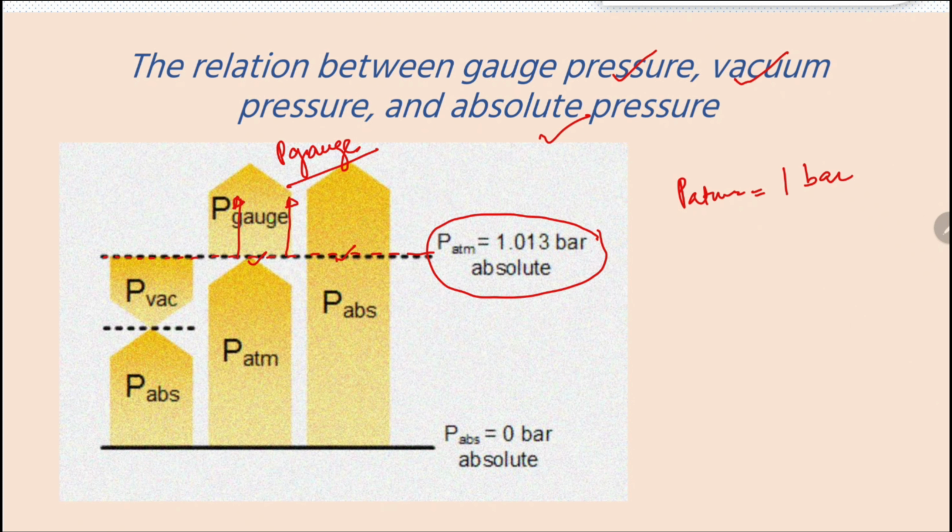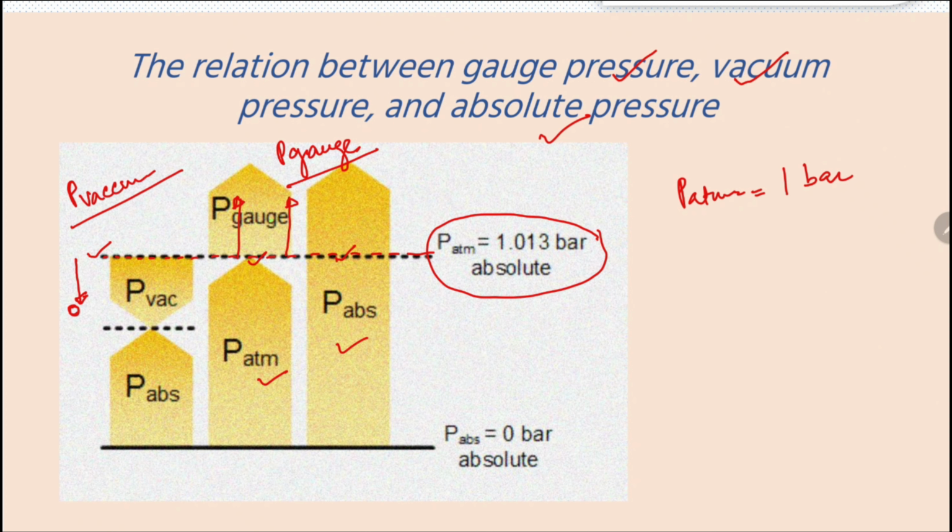Now let's move backward. If you are measuring any pressure in this region and you are using this line as the datum, whatever pressure you get will be called P vacuum.